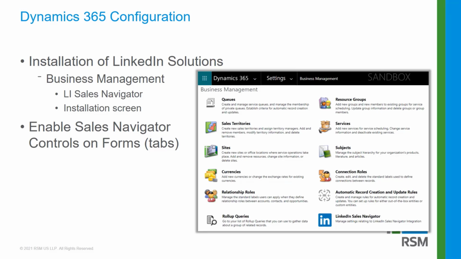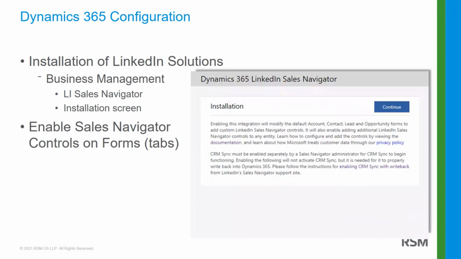So by default, the LinkedIn solutions are not automatically installed. So you would need to have an administrator that can install that solution package before other users can work with them. Now, this is not really hard to do because you can start the installation by navigating, as you can see on the screen, to business management. And then you click here on this LinkedIn Sales Navigator button to start that installation. And that's going to launch the installation window that you see right over here. You're just going to click continue, and that's going to then start and finish that installation.